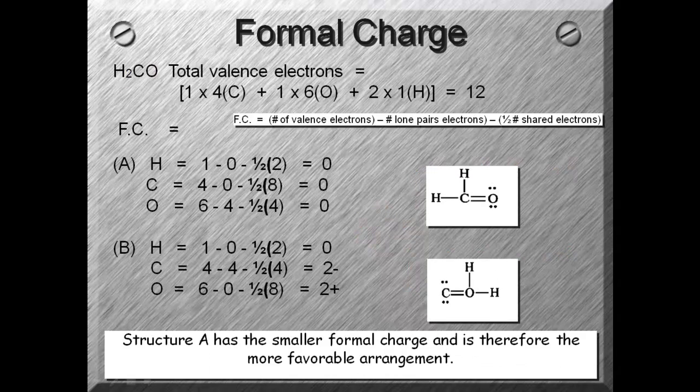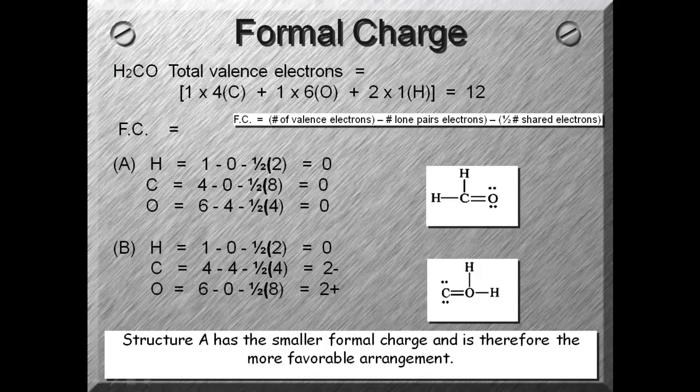When we look at H2CO, total valence electrons will be 12. So we will have the C double bonded with the O, and hydrogens each bonded with the carbon. Or we could have the C double bonded with the O and the H coming off of the oxygen.